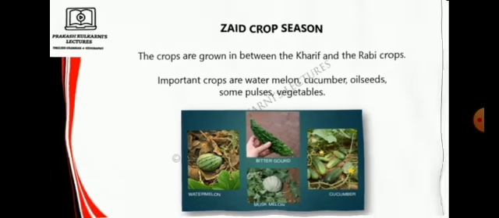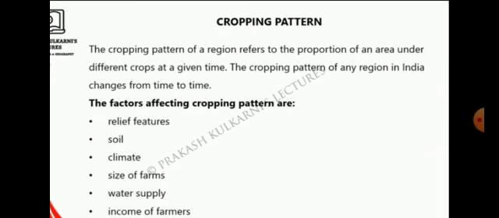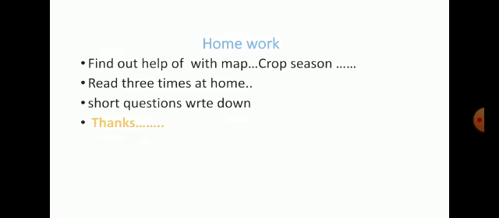Then we have to learn the cropping pattern. The cropping pattern of a region refers to the proportion of an area under different crops at a given time. The cropping pattern of any region in India changes from time to time. It is due to several factors such as relief features, soil, climate, size of farms, water supply, income of farmers, technology, etc.